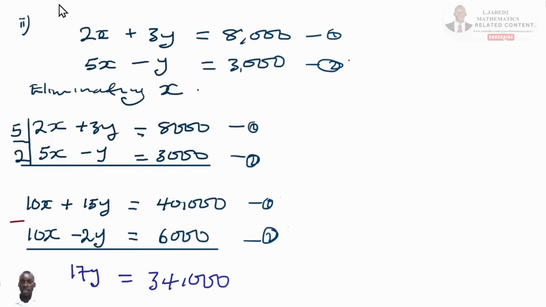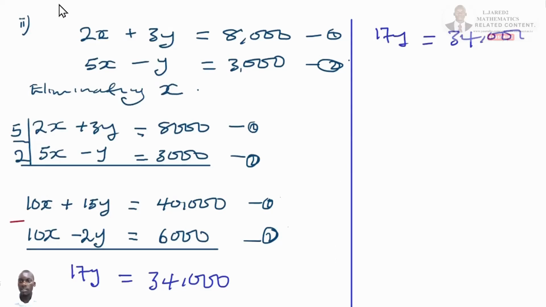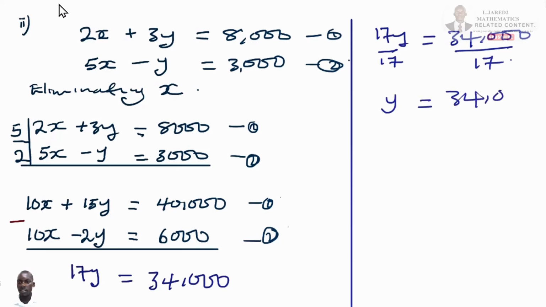So now from here we can go ahead and solve for y, whereby we have the 17y being equal to the 34,000. We need to divide it through by 17 on both sides. Divide by 17. On the left hand side, we shall remain with our y being equal to the 34,000 divided by 17. As you get a calculator or simplify this, we are getting our y being equal to the 2,000. Also, we need to find the value of x.